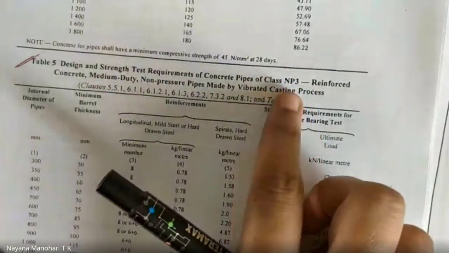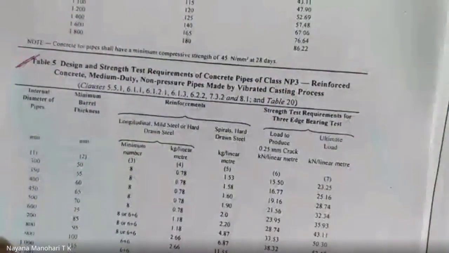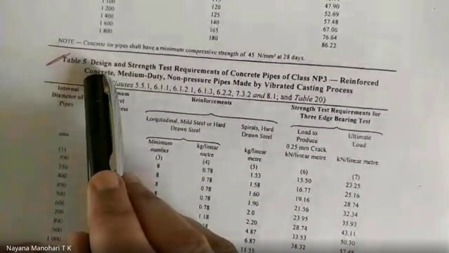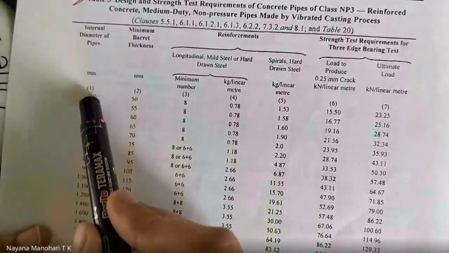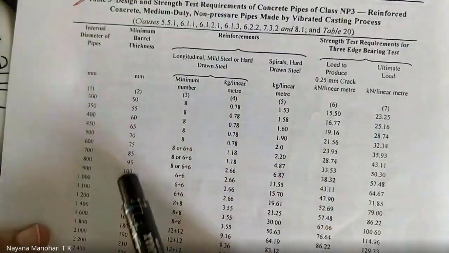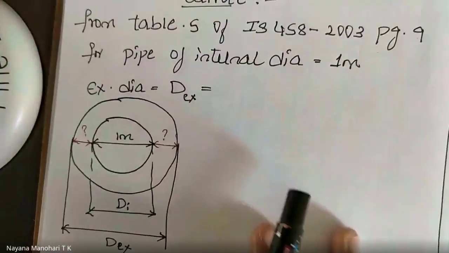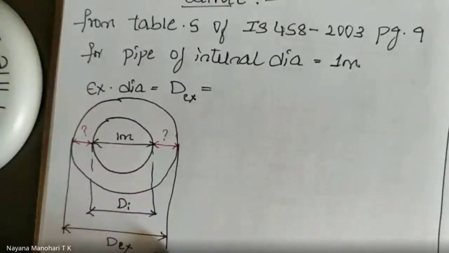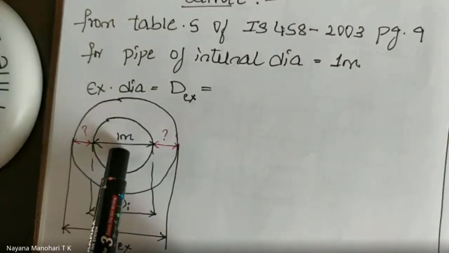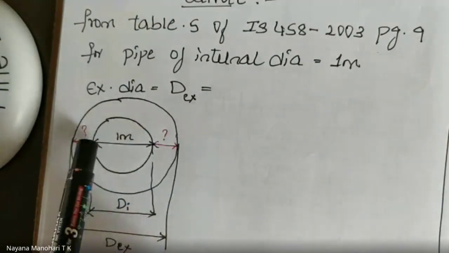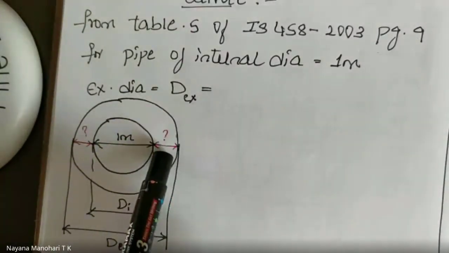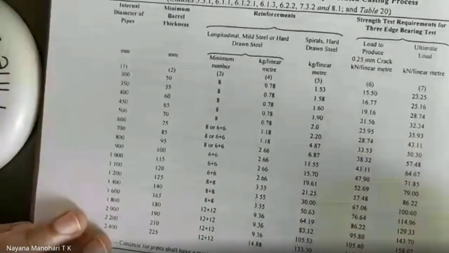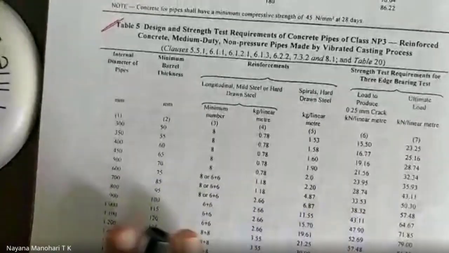If it is class NP3, we are going to see it for reinforced concrete pipes only, you are going to design it. That is from table 5. For different internal diameters of the pipe, they have given the barrel thickness. Barrel thickness is this value. In order to calculate the external diameter, the inner diameter you know, you have assumed it, that is 1 meter. This distance I have shown, that you call the barrel thickness, from table 5 of IS 458 2003, for NP3, reinforced concrete.